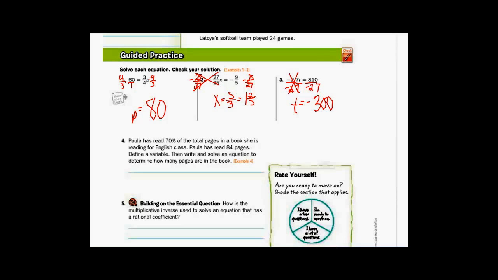All right, so good luck with those. Hopefully you tried those. If you didn't pause them and try them, you're cheating yourself out of it. So good luck to you.